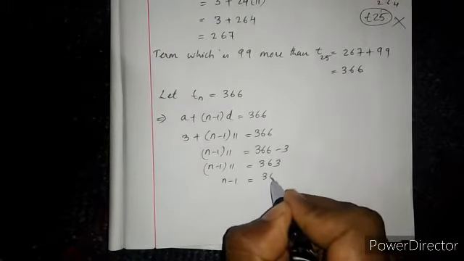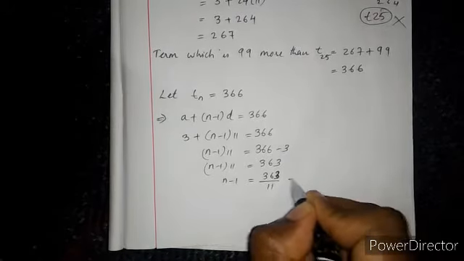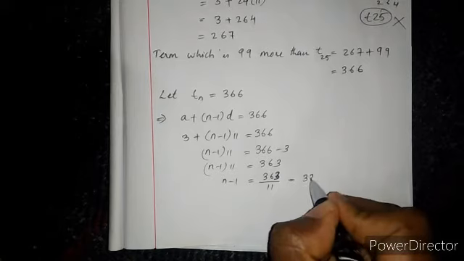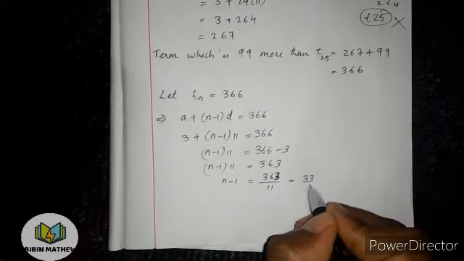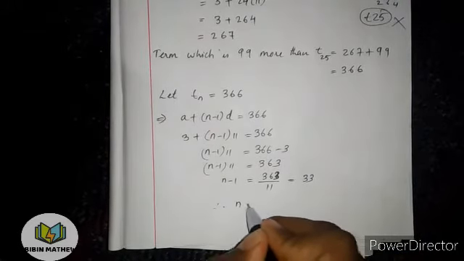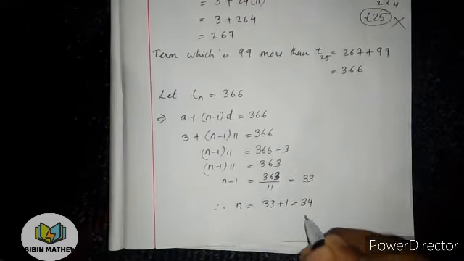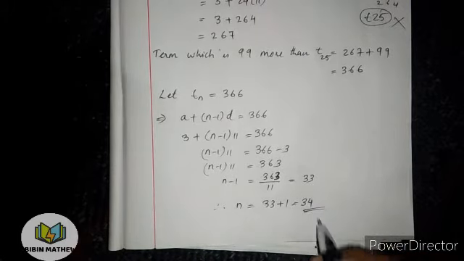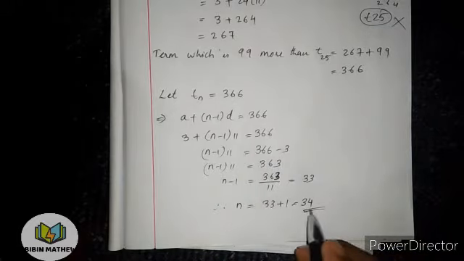Then take this 11 also to that side. n minus 1 is equal to 363 divided by 11. How much will you get? 363 divided by 11. If you are cutting, you will get 33, right? 3 times 33 comes, then there is another 3, 3 and 3 is 33, again 3 times. So n minus 1 is 33, therefore n is equal to 33 plus 1, which is 34. So n you got 34. What does this mean? If you got n as 34, we can say that particular term is the 34th term of the given AP.